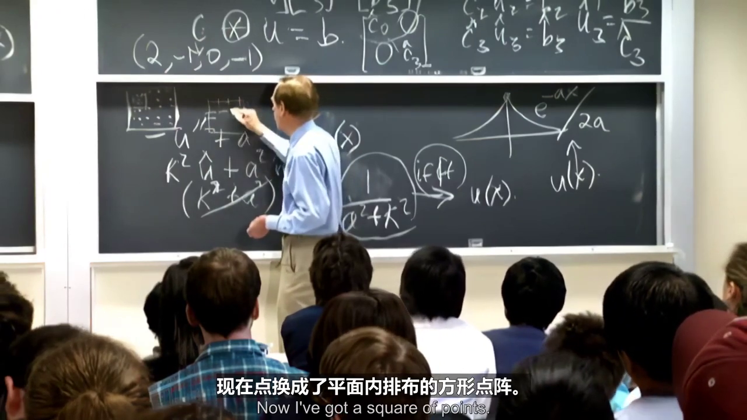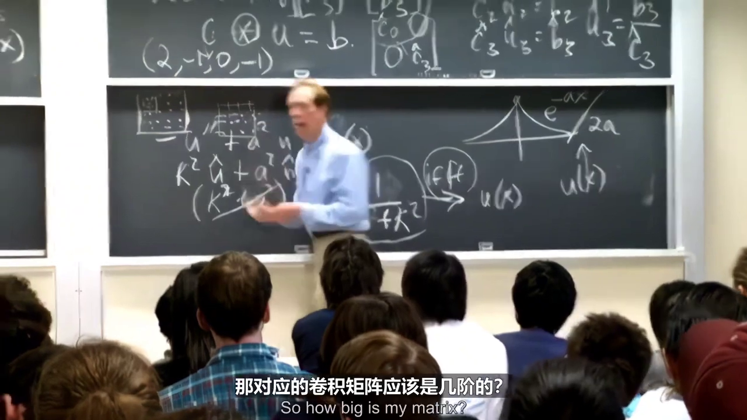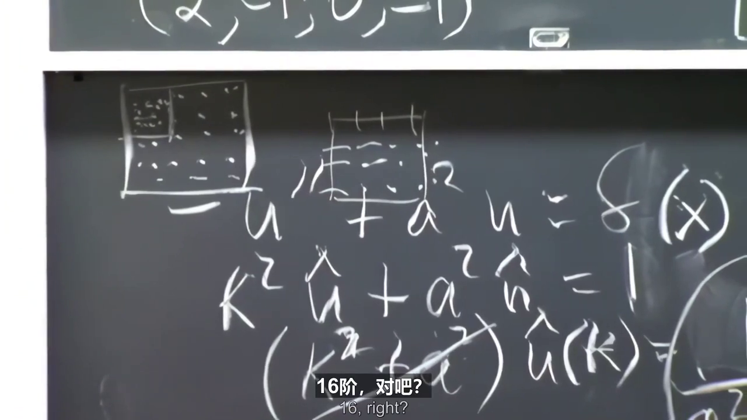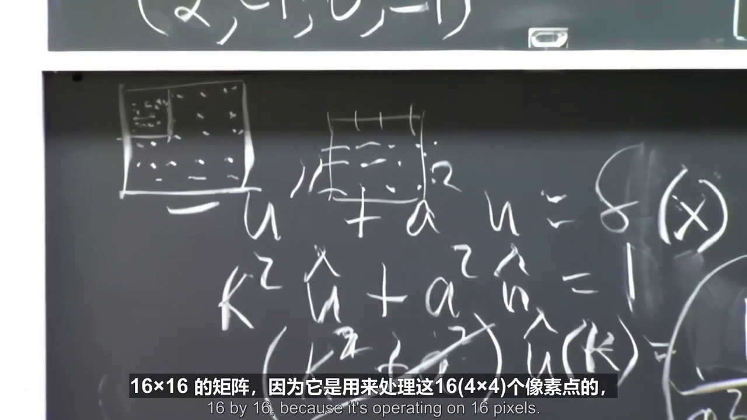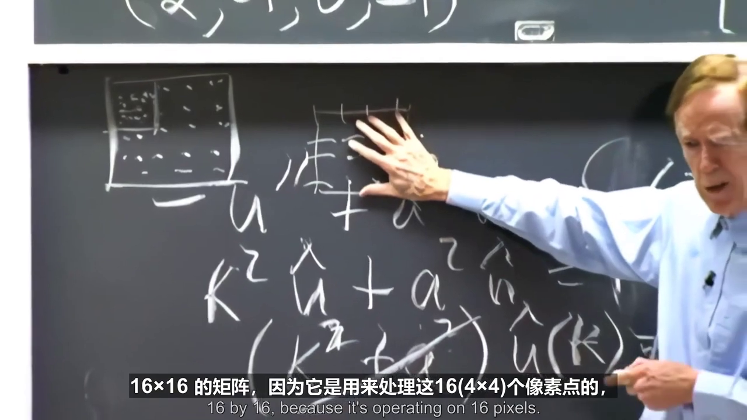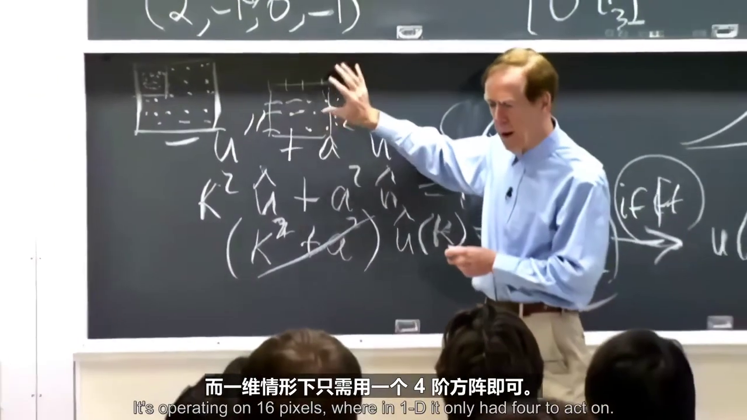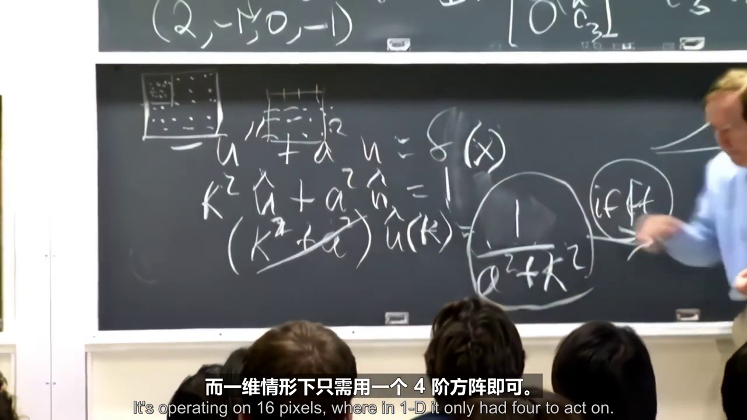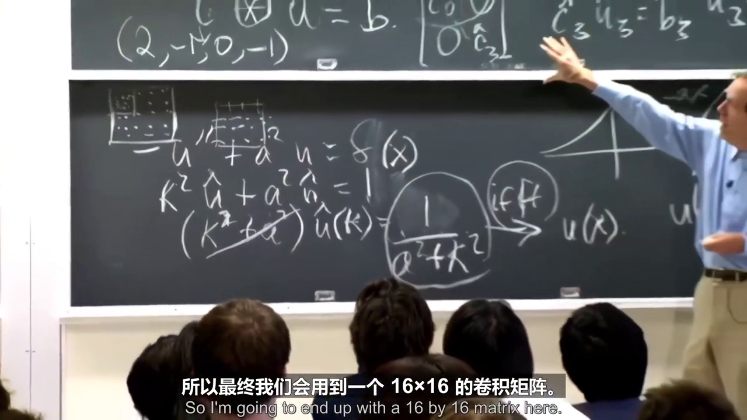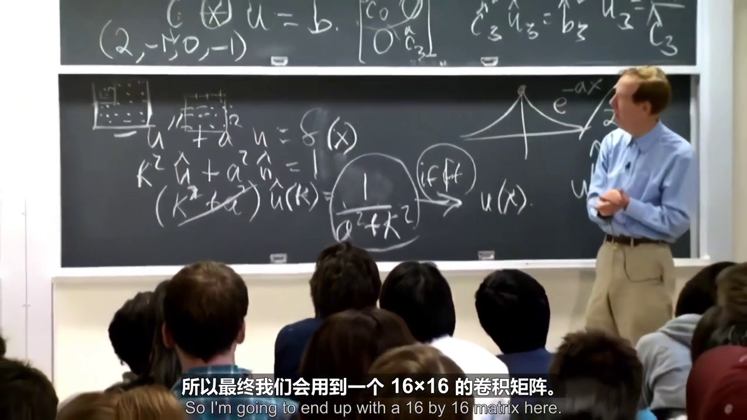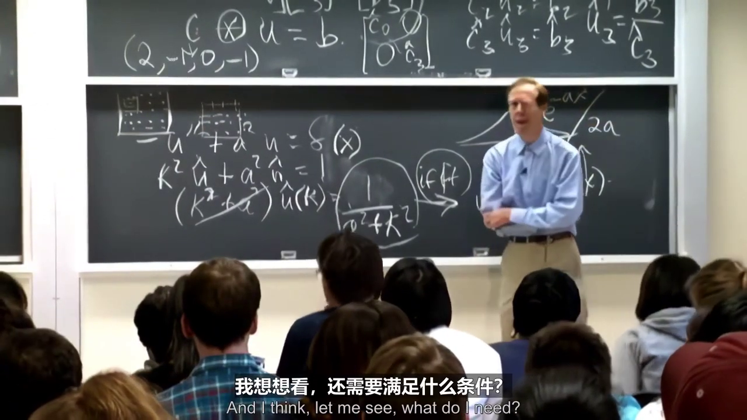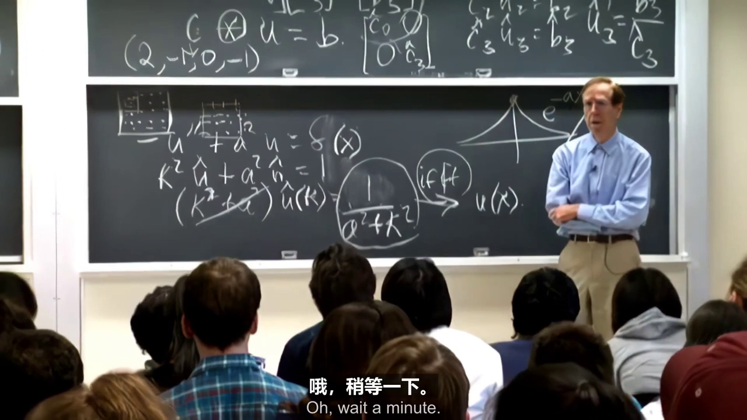a square of points. So how big is my matrix? 16, right? 16 by 16, because it's operating on 16 pixels. It's operating on 16 pixels, where in 1D it only had 4 to act on. So I'm going to end up with a 16 by 16 matrix here. And I think, let me see, what do I need? Oh, wait a minute. Uh-oh.